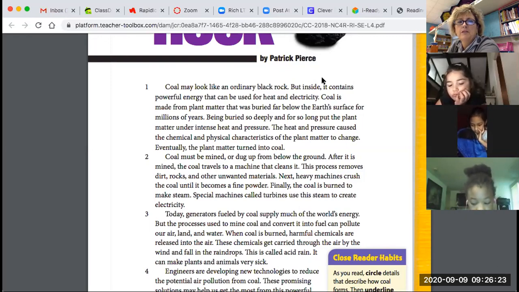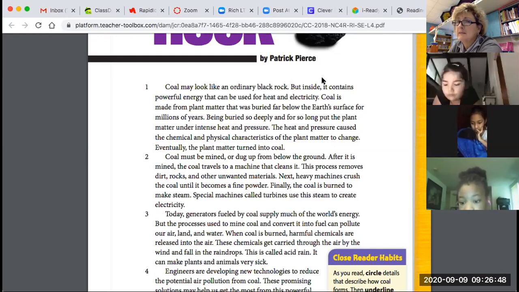Intense heat and pressure. What does that cause? A metamorphic rock. So under intense heat and pressure, the heat and pressure causes the chemical and physical characteristics of the plant matter to change. Eventually, the plant matter turns into coal.